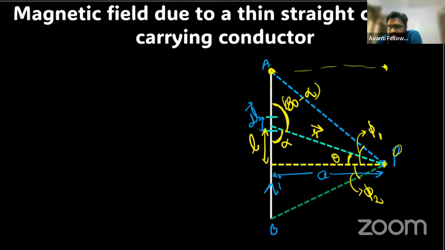Because this line is making 180 itself, and alpha is a section here. Alpha and this total is 180. So this would be 180 minus alpha. Very good. Now all the decoration has been done. Now move back to the real event. Now here we will write by Biot-Savart law.